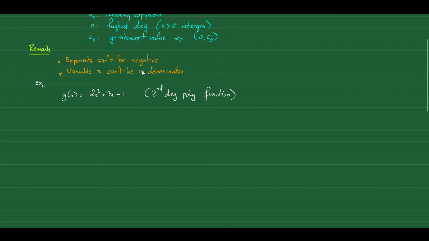What if it's missing one of the terms? For example, in the second example over here, I have something like this: negative 4x to the 5th plus 3x to the 3rd minus 2x plus 5. Okay, so over here the highest degree is 5. So this is a 5th degree polynomial function.